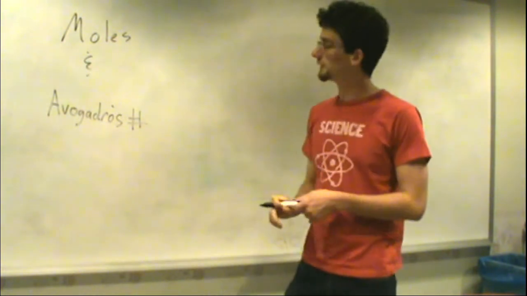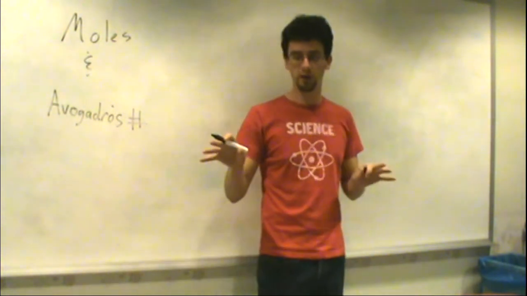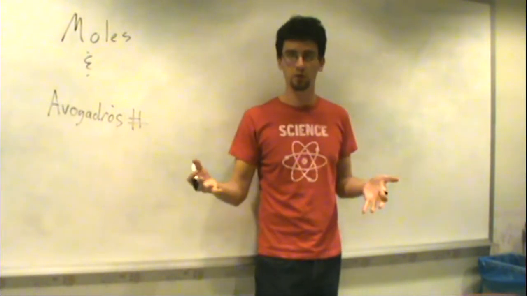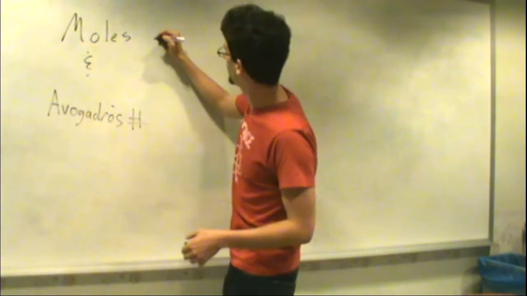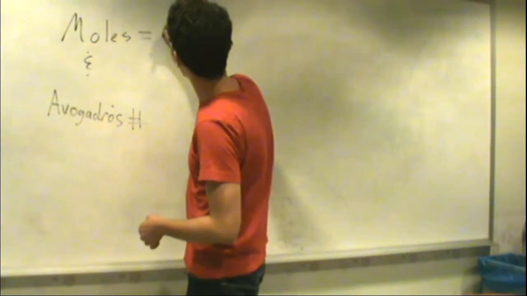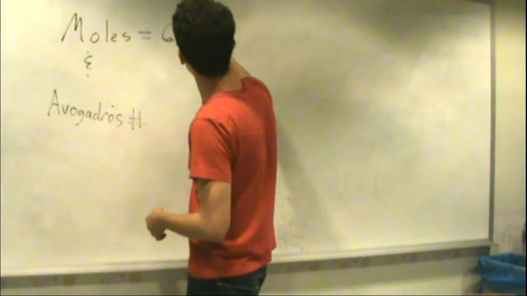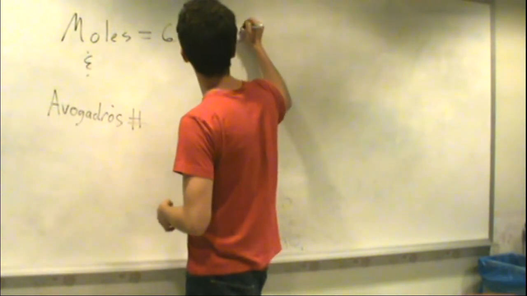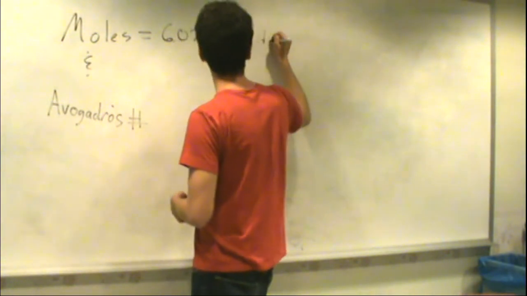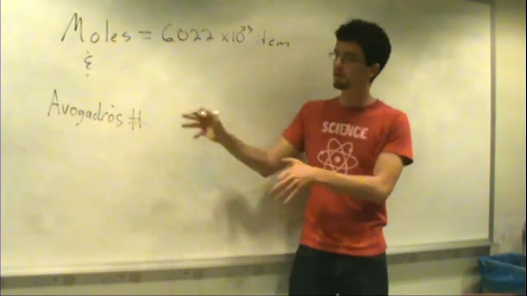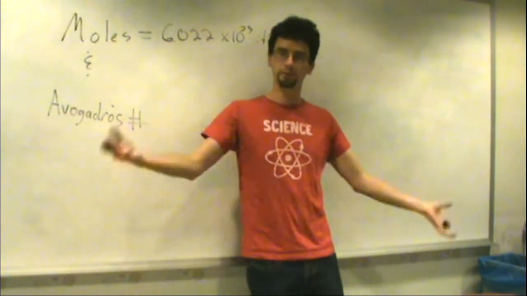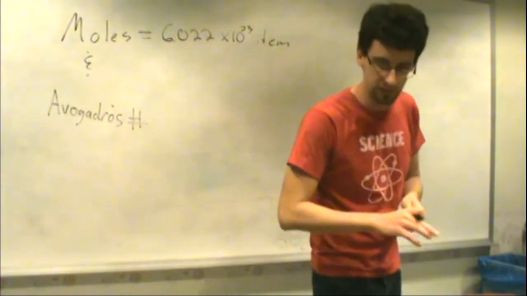So a mole is a specific amount of items, so it's kind of like a chemist's baker's dozen. A mole is actually equal to 6.022 times 10 to the 23rd items. Now this can be anything. You can have a mole of molecules, a mole of atoms, a mole of people, things along those lines.